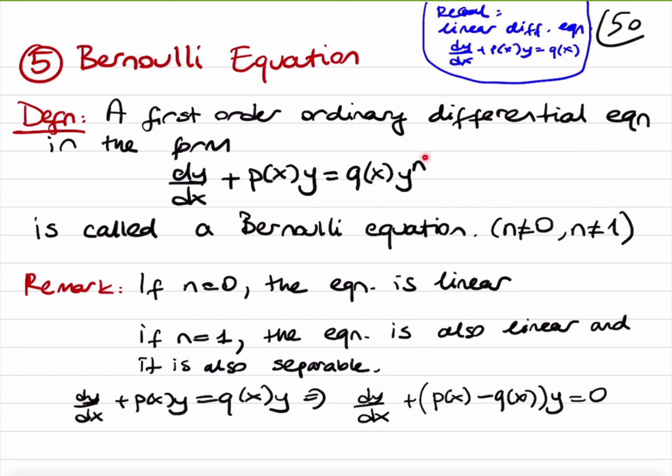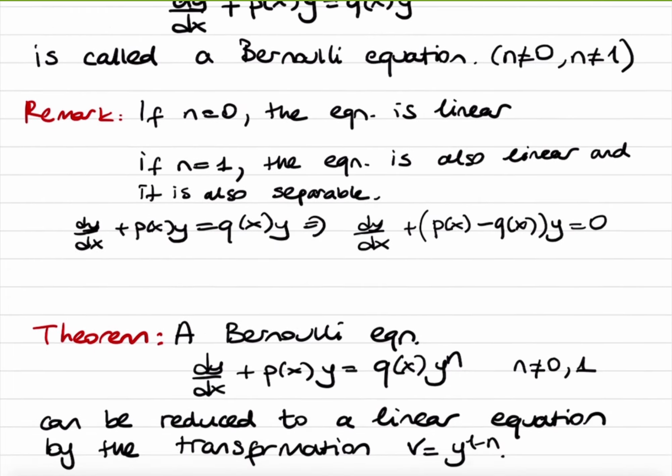So if n is equal to 0, y to the power 0 is equal to 1, it is already linear, right? If n is equal to 1, then we have q of x times y, and we can send it to the other side, and we can write p of x minus q of x times y, and this is also linear, and it is also separable. We can separate y terms and x terms, and we can just integrate. And so how do we solve Bernoulli differential equations?